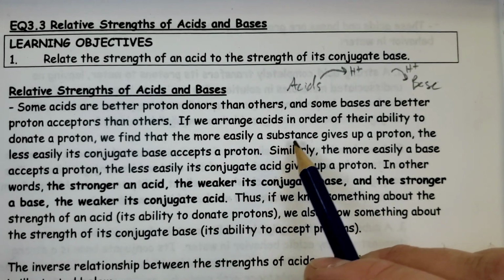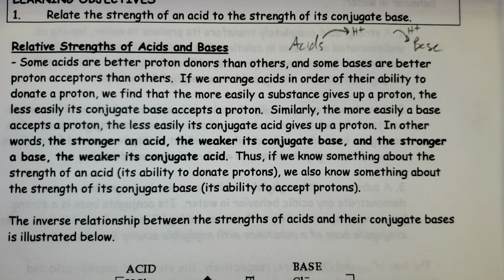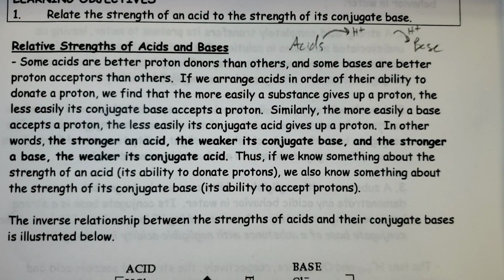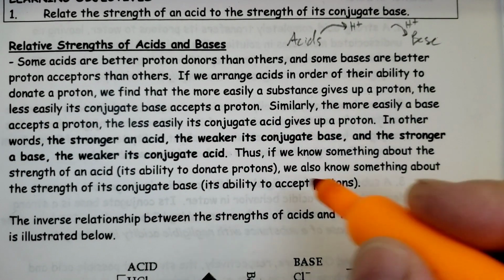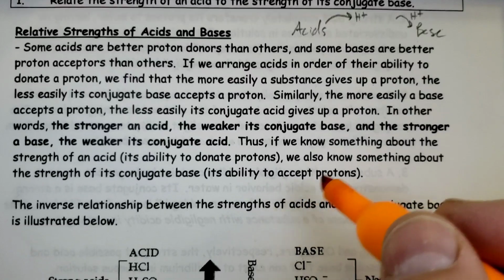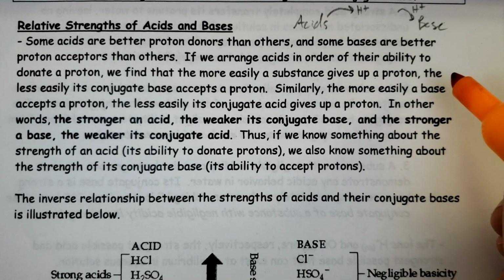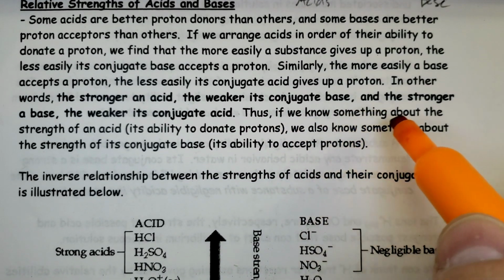If we arrange the acids in order of their ability to donate a proton, we find that the more easily a substance gives up a proton, the less easily its conjugate base accepts a proton. Because if it easily gives it up, that means it's not going to want to go in that reverse reaction. Similarly, the more easily a base accepts a proton, the less easily its conjugate base gives up a proton.